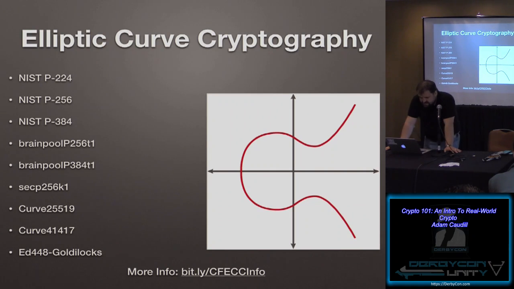ECC has some major advantages over RSA. The keys are smaller. At the 128-bit security level, ECC keys are around 256 bits in length. RSA at that same security level is 3072 bits. ECC is also much faster than RSA, which eliminates a lot of the scalability issues that come with it.